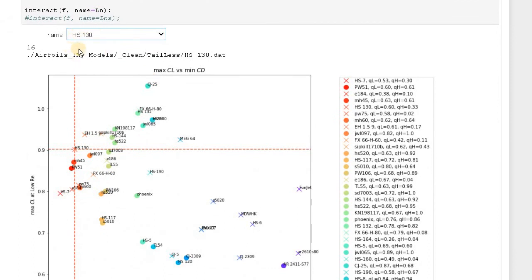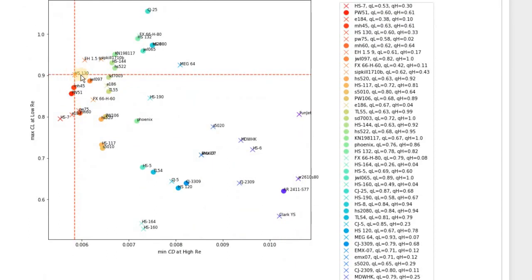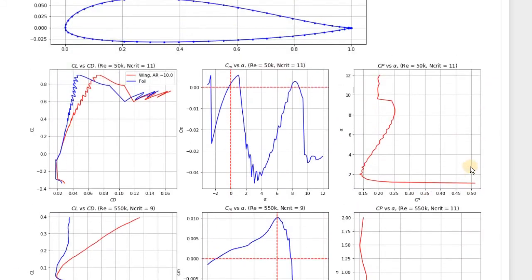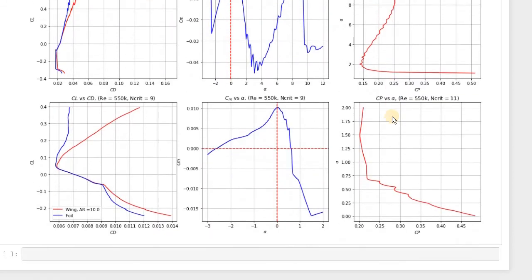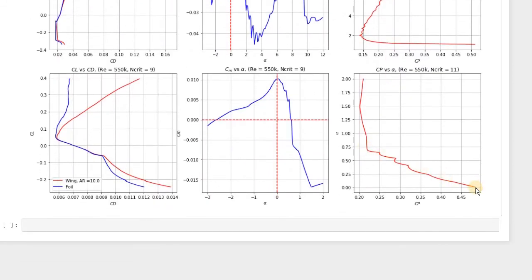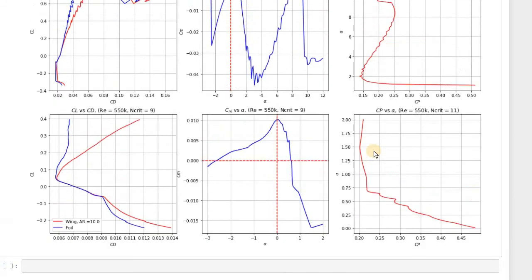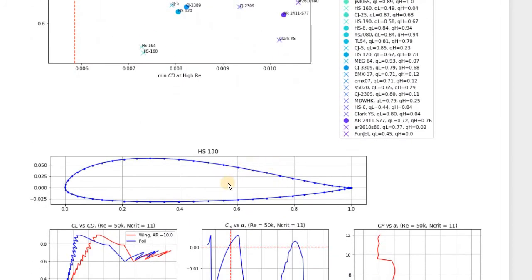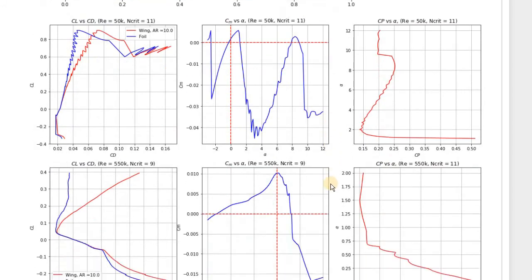So here's the airfoil HS130. It looks as if it is a good airfoil with small drag coefficient and high lift coefficient, but it's an unstable airfoil. So here's the low Reynolds number. We have instability before 2 degrees. Then it's actually perfectly stable till 8 degrees, and unstable at the high speeds. So maybe if you use this airfoil for the low speed operation, it's going to be fine, but it has some issues.